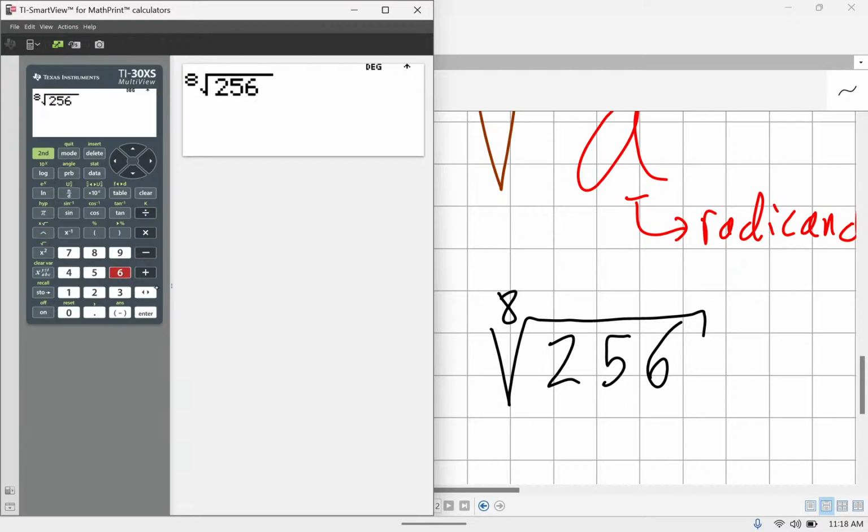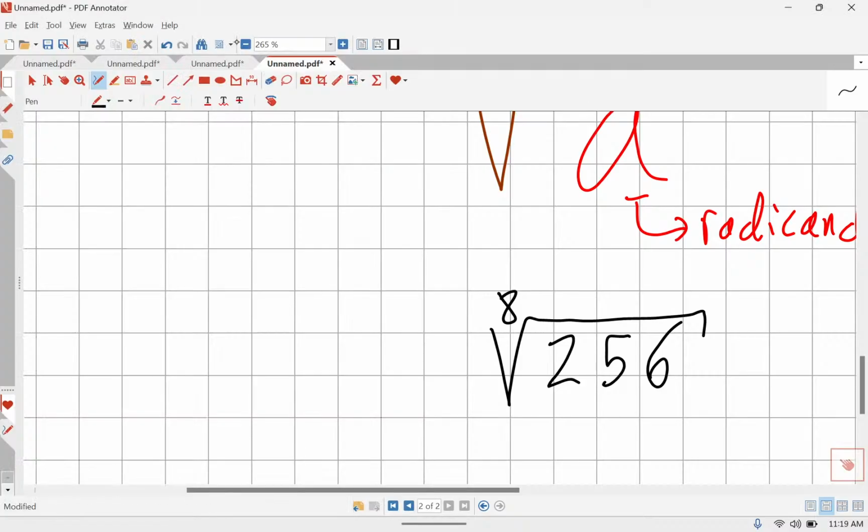2, 5, 6, enter. You have to be careful because there's another button over here, guys, that looks really similar that will give you a completely different answer. I will tell you why in a little while. It's because the 8's not in the index. That's the short answer. The long answer is, what the heck's in that index? Let's talk about it.